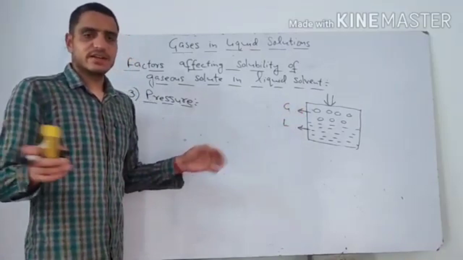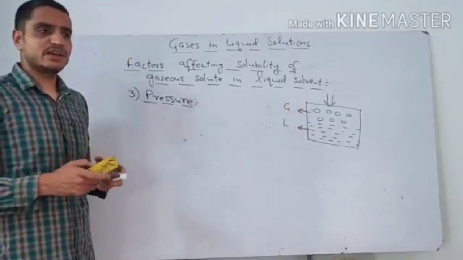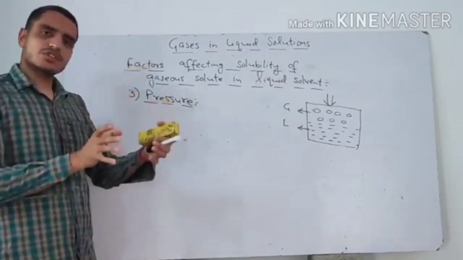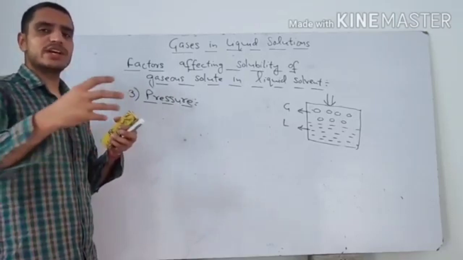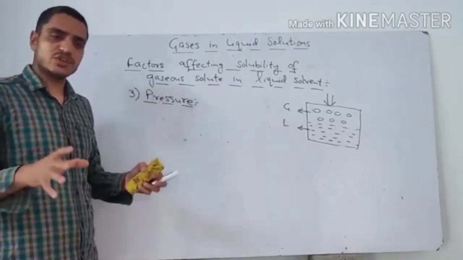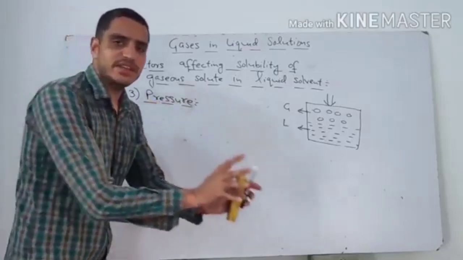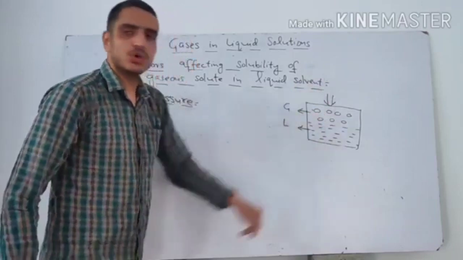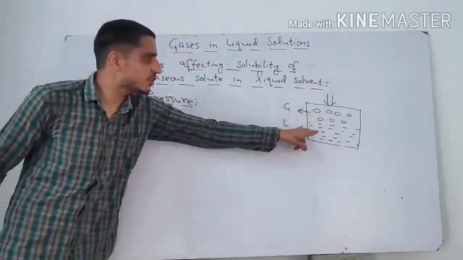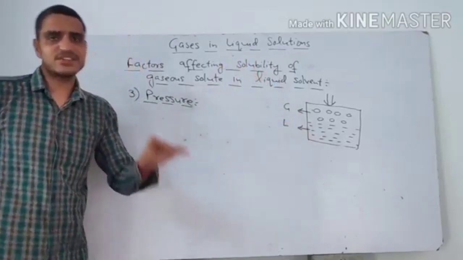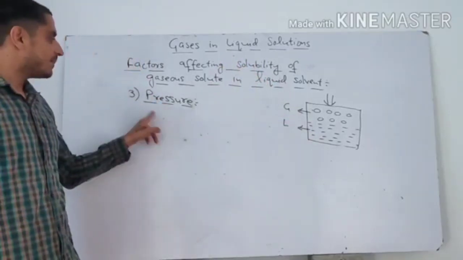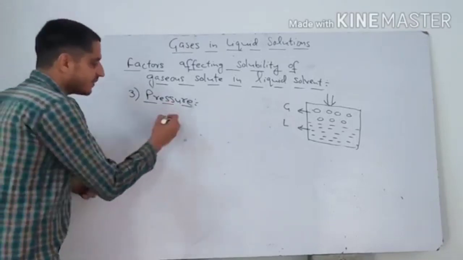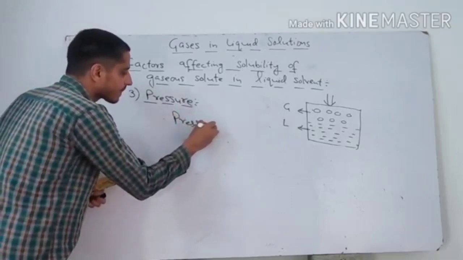If the pressure increases, then what happens? Suppose there are 100 gaseous molecules in a box. They are far apart from each other. But when you apply pressure on them, they come together and can be easily dissolved. Getting my point? So when you increase the pressure, the gaseous molecules will go down in the solvent. So pressure is directly proportional to the solubility of the gas.